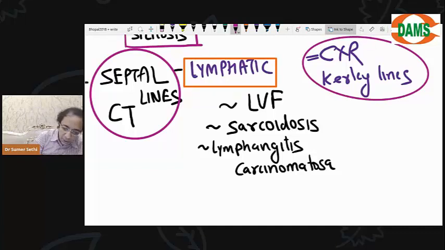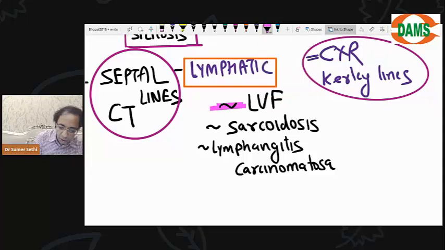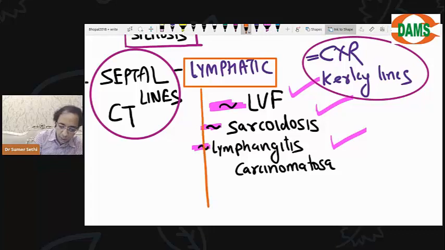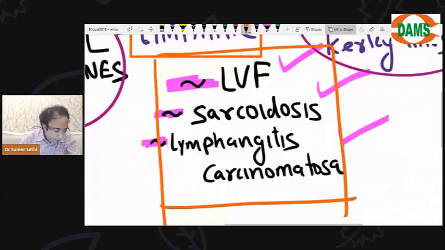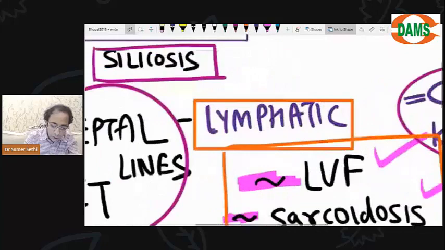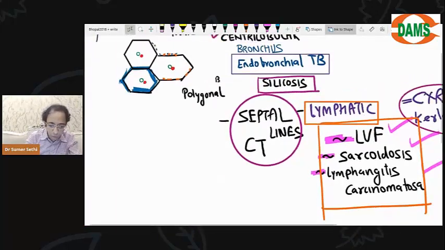So sometimes in your exams, they will ask you this tough question: curly lines are found in heart failure, right or wrong? Correct. They will say, can you see them in sarcoid? Yes. Can you see them in lymphangitis carcinomatosa? Yes. Why? Because all of them are problems in the lung lymphatics. But if you don't know this, you will not be able to solve this AIIMS level, PGI level question. Everybody understands the concept? Okay. The key word here was lymphatic. Once you understood the lymphatics, the game started to flow.